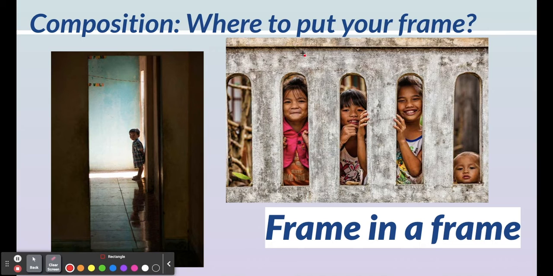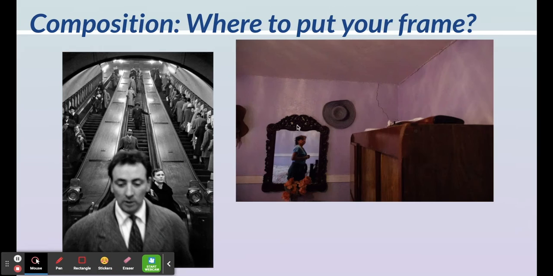You could try to use a frame inside a frame. You can see in this photo that the girls are framed by the fence. In this photo, the boy is framed by the doorway. In this photo, the mirror is a frame. And in this photo, the subway elevator is a frame. Really, really cool, guys. This one is also kind of a perspective shot. You remember these? All the lines pointing down to the subject.